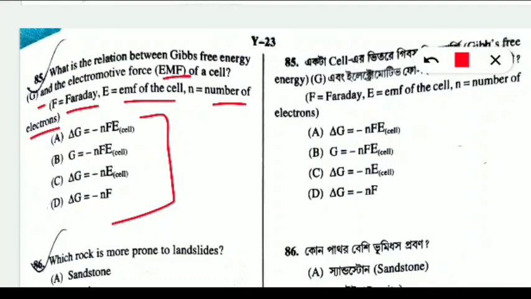So here the correct option will be option A, when del G, that is Gibbs free energy change, is equal to minus nFE of cell, that means minus of the number of electrons multiplied by Faraday constant, and EMF of the cell, that is electromotive force of the cell. So option A will be correct. It can come in the numerical form also. You should note down this formula.